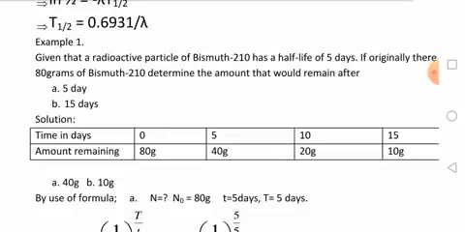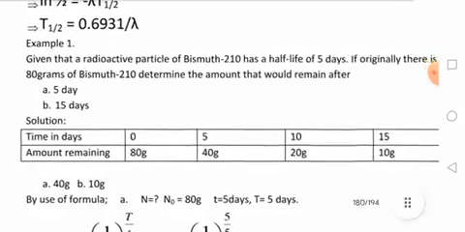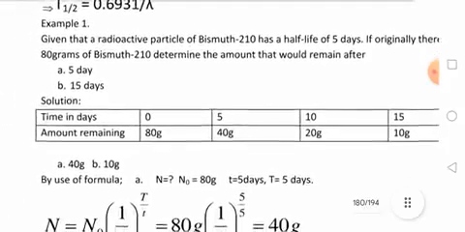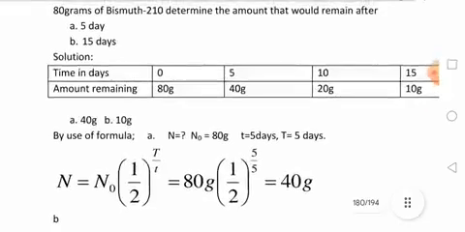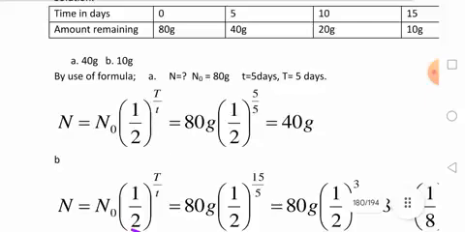You see? Now for us to come up with the formula, we say by using the formula N equals N0, where N is the amount that is remaining and N0 is the original amount. The half-life is 5 days, and the time taken is 5 days as well. So substitute in the formula: N is 80 times half to the power 5 over 5, that is 5 over 1. If you do the simple calculation, it will be 40 after 5 days.